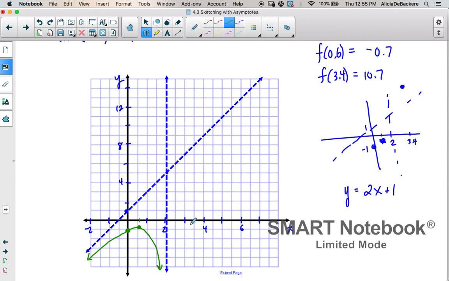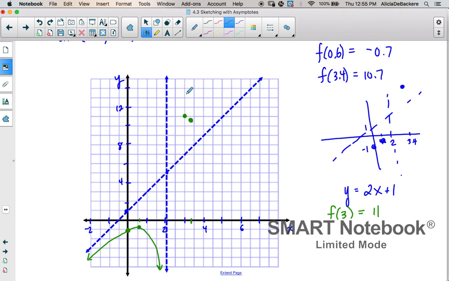On the right of x equals 2, I have a minimum point at 3.4, so about here, and 10.7. So about here, that's my minimum point. I'd like to have one more point in this region, so I'm going to go back to my equation, and I'm going to pick just a value in here. So perhaps I pick what's happening at x equals 3, and when I plug 3 into my equation, I'm going to get a value of 11.